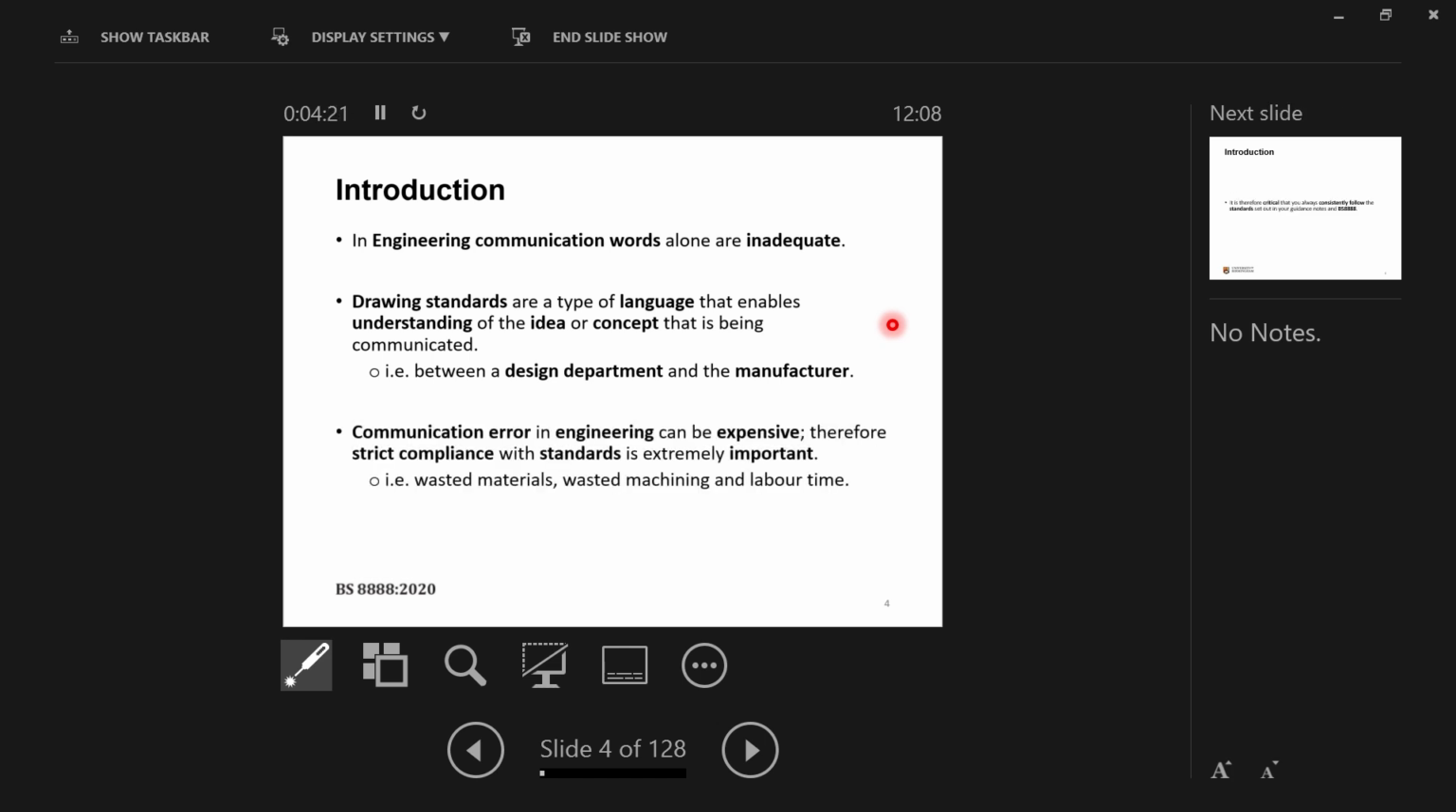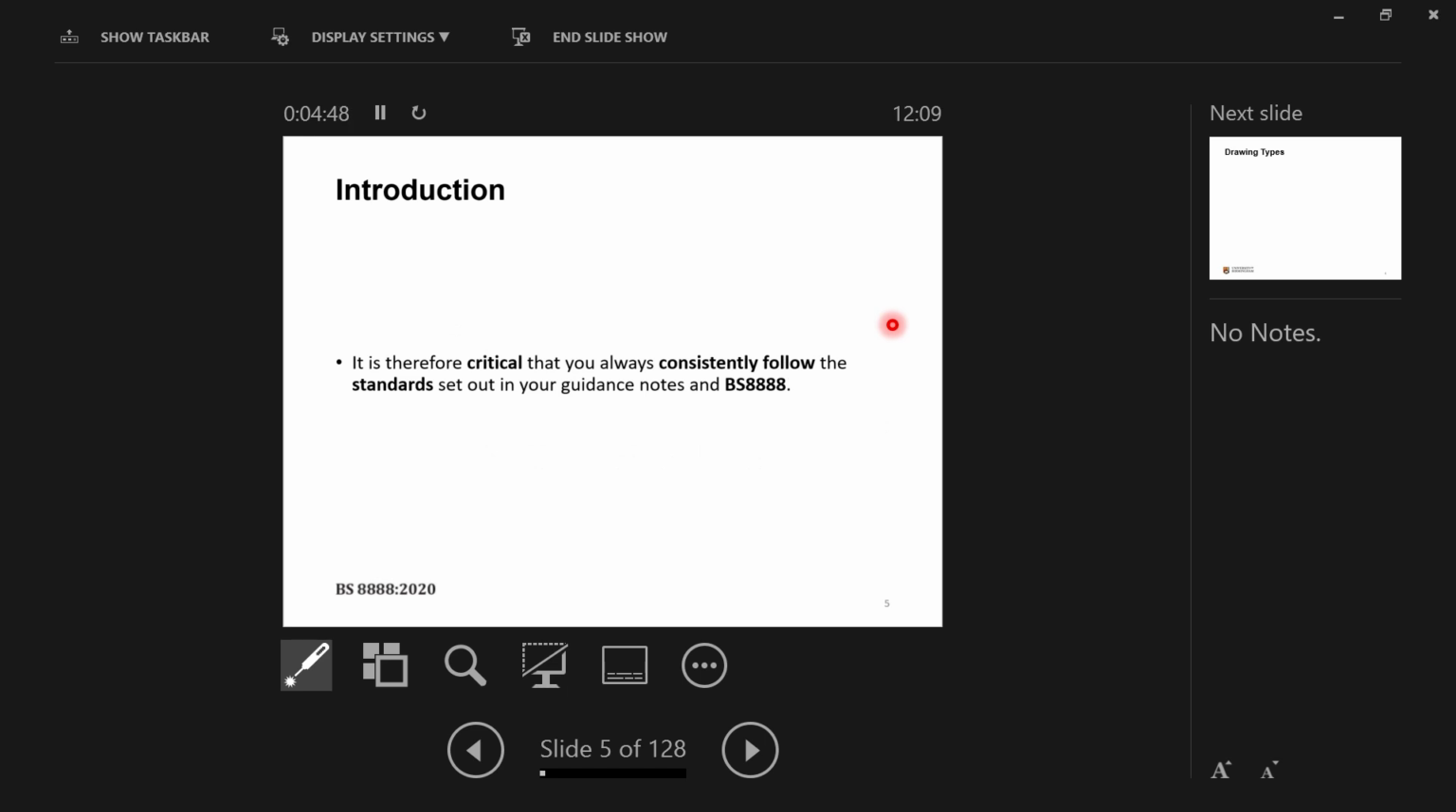What is quite important here about standards is that communication error is quite expensive in engineering. If you do not comply with a specific standard, there are going to be wasted materials, wasted machining times, labor time, etc. We need to avoid this, and in order to avoid this, we need to strictly comply with a standard. It is therefore critical that you always consistently follow a specific standard. In our case, we are following the British Standard BS8888.